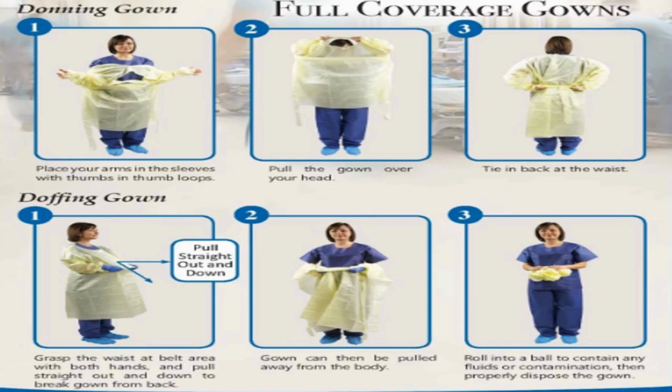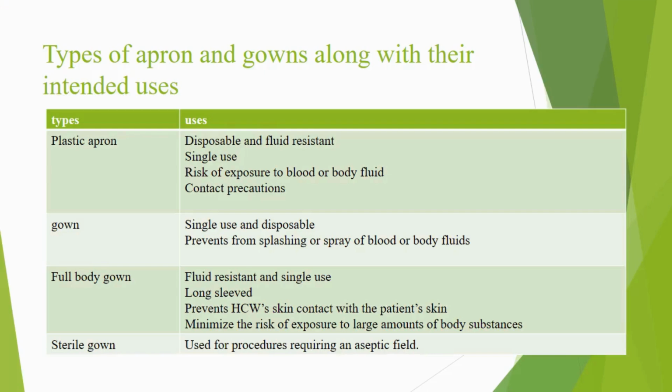There are full coverage gowns, as explained. It consists of a gown, pants and a hood which covers the whole body, and as you can see, how to don and how to doff the gown. So these are the types of apron and gown along with their intended uses.